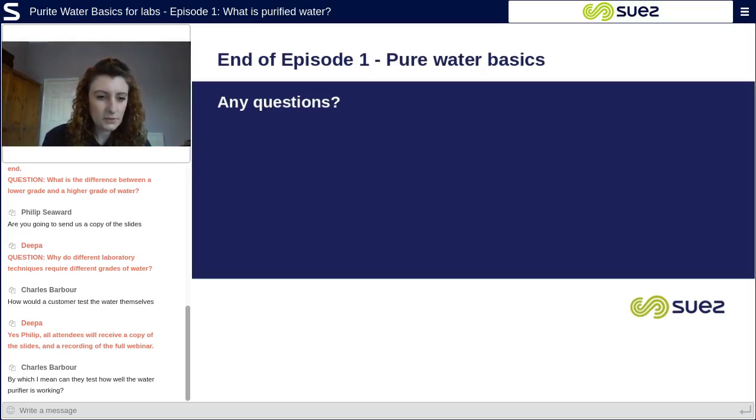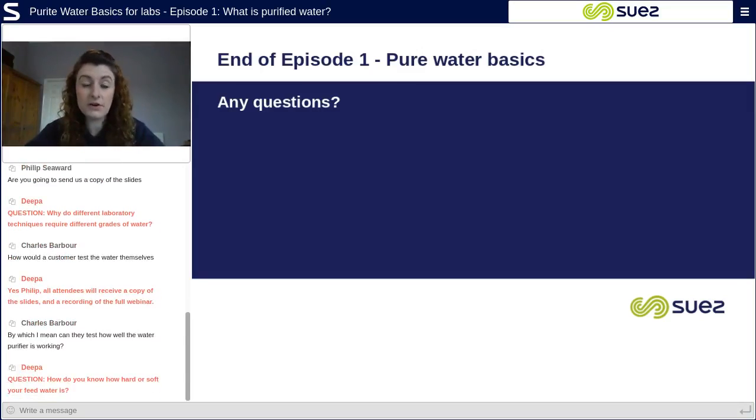How can I test the water to see how well the purifier is working? Usually on water purifiers, the screen tells you how high or how low the conductivity or resistivity is of the water being produced by your water system. To test it yourself, I suppose you could test the conductivity of the water using a conductivity meter. For organics, I'm unsure.